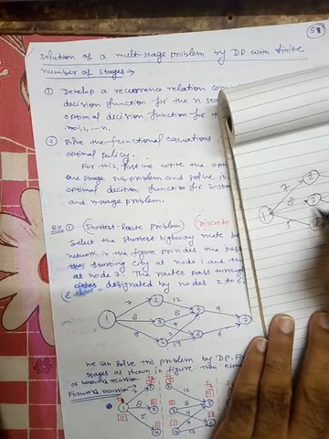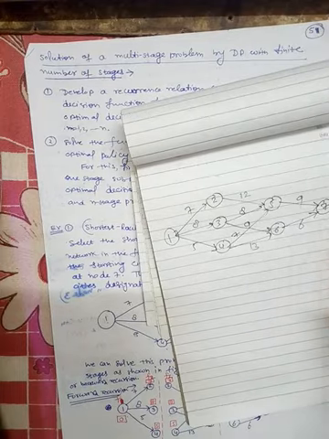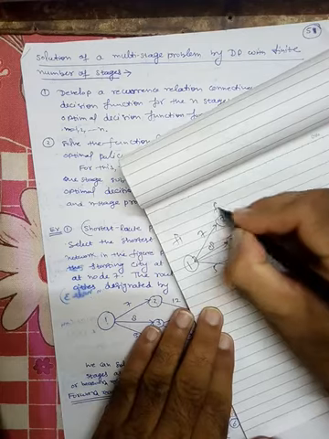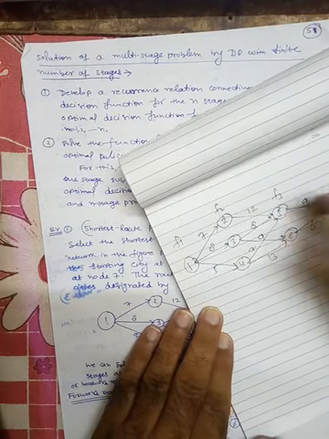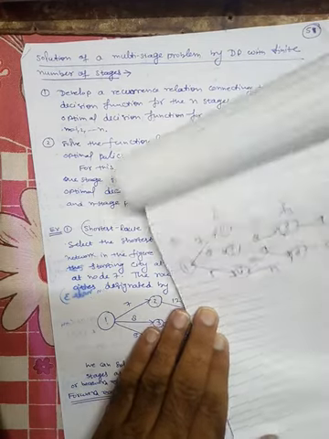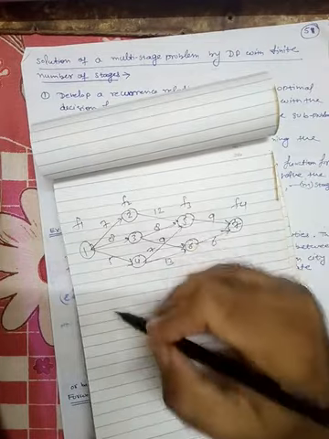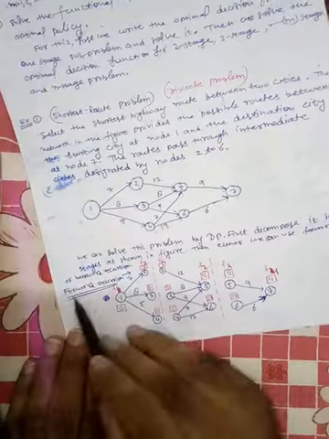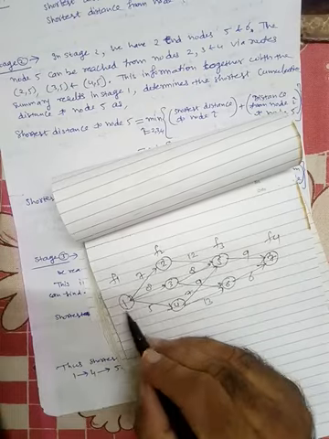Fine. So this is our diagram. Let's see. So here we have F1, here we have F2, here we have F3, here we have F4. Here we have F1, F2, F3, F4. Fine. So now stage 1. So here we are discussing forward recursion. What is the forward recursion? So start with this stage.